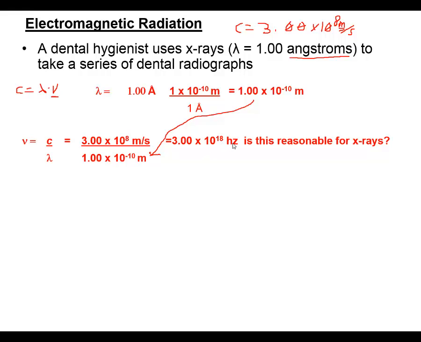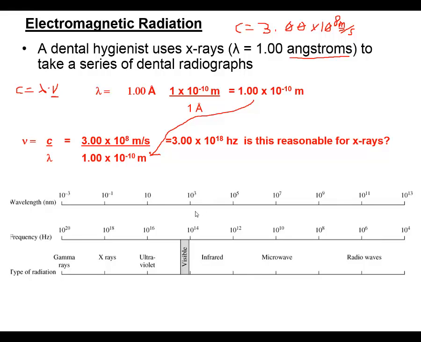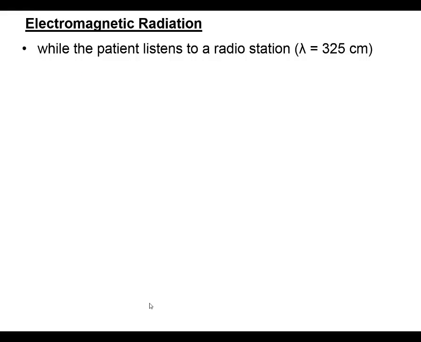Let's see if that's reasonable for X-rays. Let's go ahead and look at our electromagnetic spectrum. Let's see, 10 to the 18th hertz. Yeah, that's right here. That would be a reasonable frequency for X-rays, so that makes complete sense. So we can double check our work if we know these regions generally of the electromagnetic spectrum, or if we look them up in our notes or textbook while we're doing homework problems. Let's solve for a couple of other frequencies and relate them to the electromagnetic spectrum.